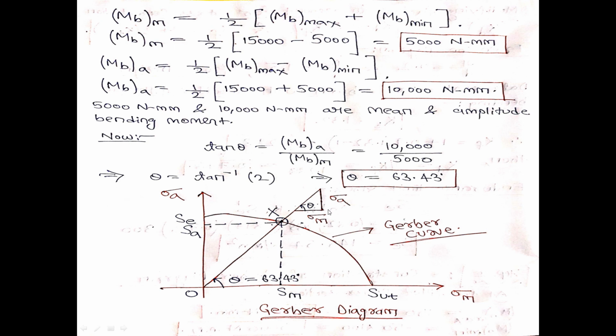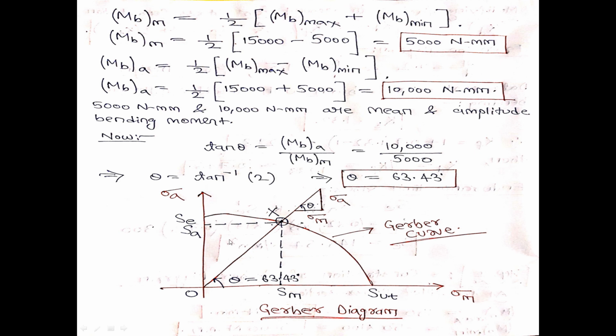Perpendicular is nothing but sigma A by sigma M. But I have the values in terms of bending moment, that is MBM and MBA. So I have to convert this tan theta equal to sigma A by sigma M in terms of mean bending moment and alternating bending moment. How will I convert? Then I have to use the bending equation, that is M by I equal to sigma by y equal to E by R. I can use that equation.